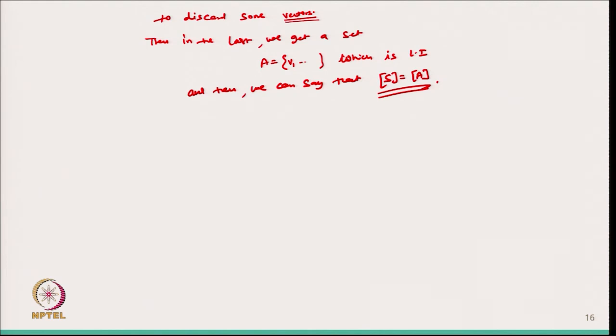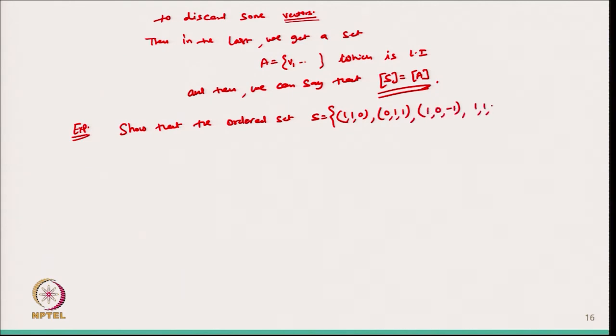So now let us do one example based on this. The question is: show that the ordered set, so this is a set, we are taking (1, 1, 0), (0, 1, 1), (1, 0, minus 1). So suppose this is my set S.